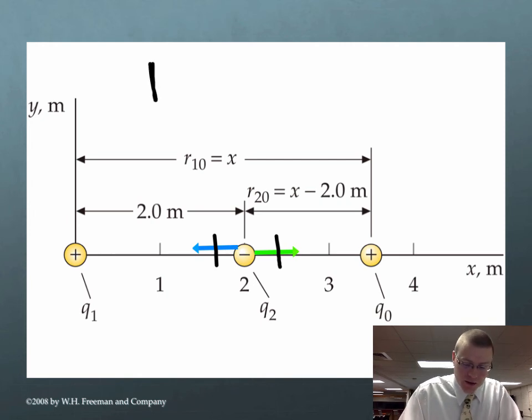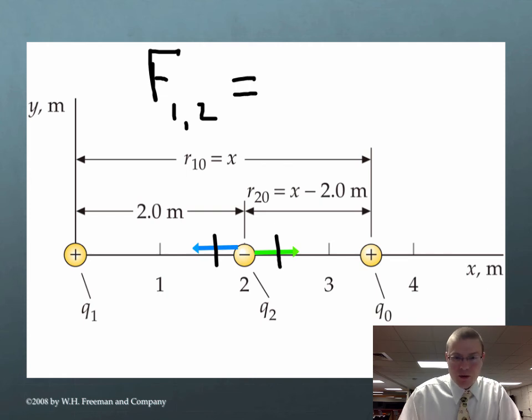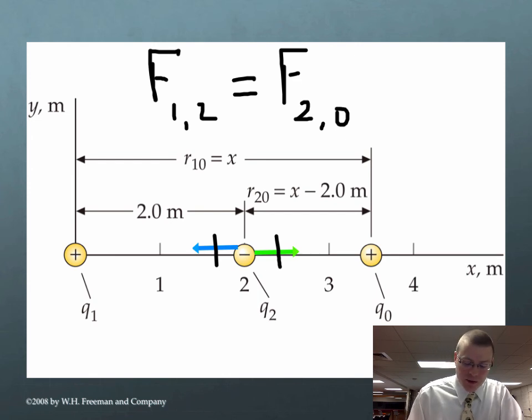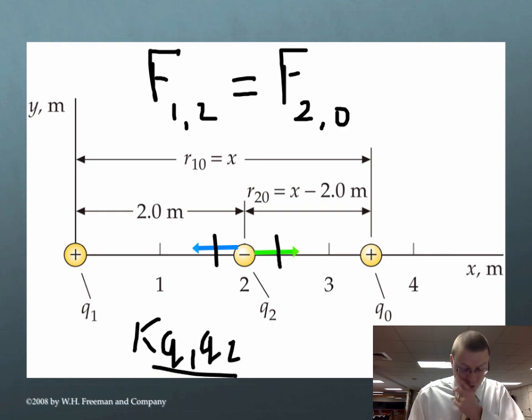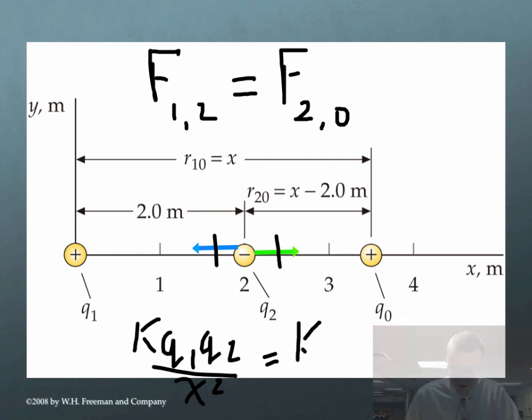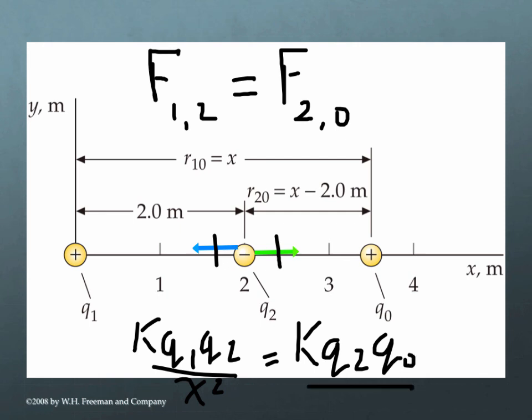So what I'm asking you is, please make the force of 1 acting on 2 equal the force of 2 acting on 0. When you set those two up, you're going to have k, Q1, Q2 over x distance apart, and don't forget to square. For the second charge, you're going to have k, Q2, Q0 all over the total distance there. The total distance looks like it's around 3.5, so I'm going to say 3.5 minus x, squared.